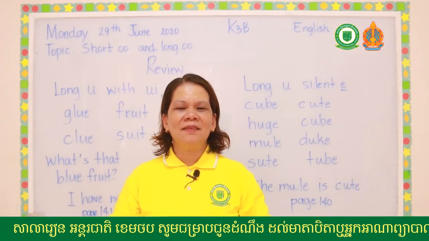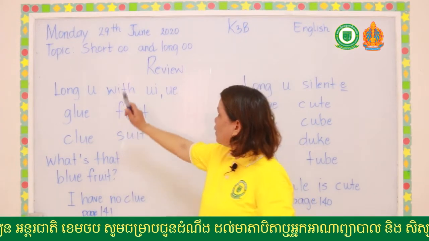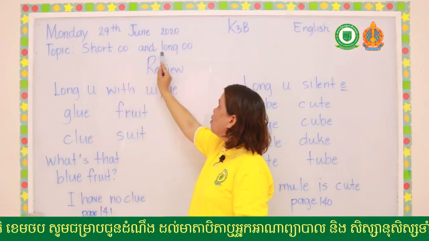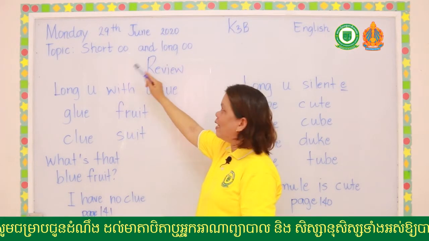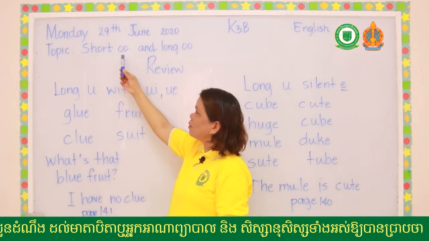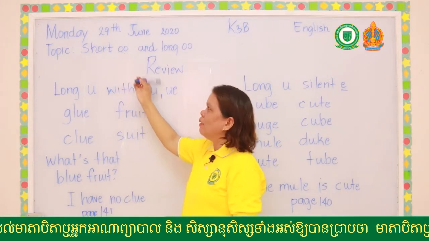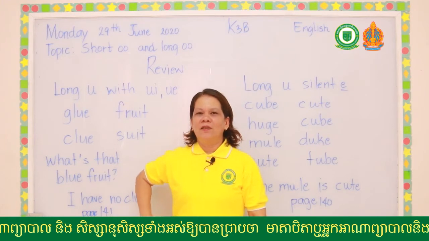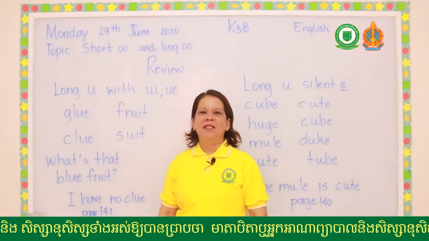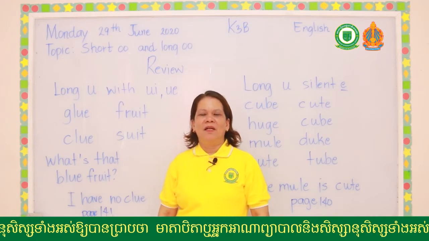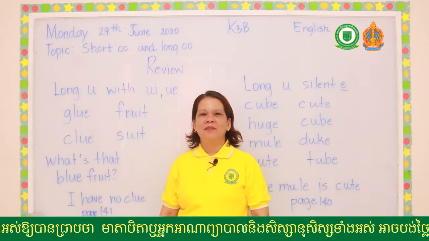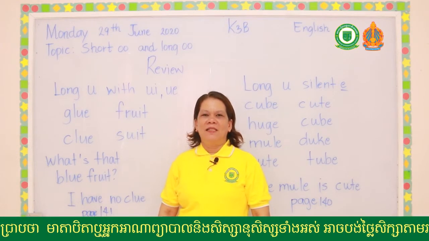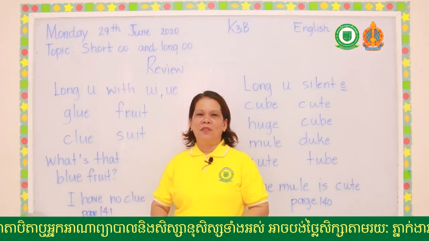Our lesson today is short O and long U. They are both double O, but they have this different sound. It might be confusing, but I know you are smart. You are going to listen carefully so that you can follow how to read these words.